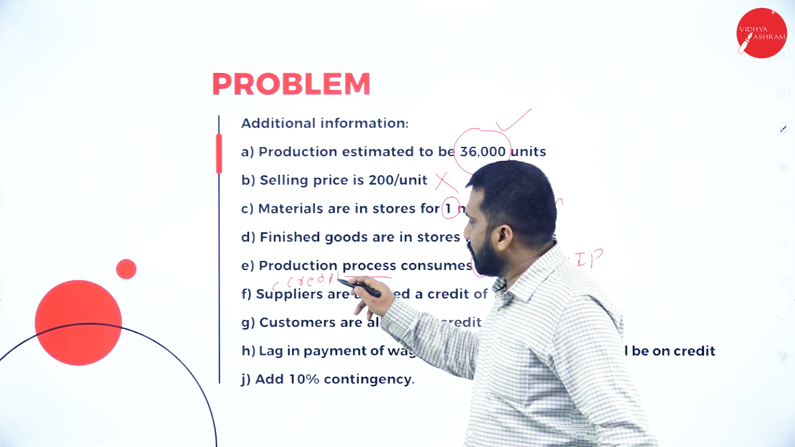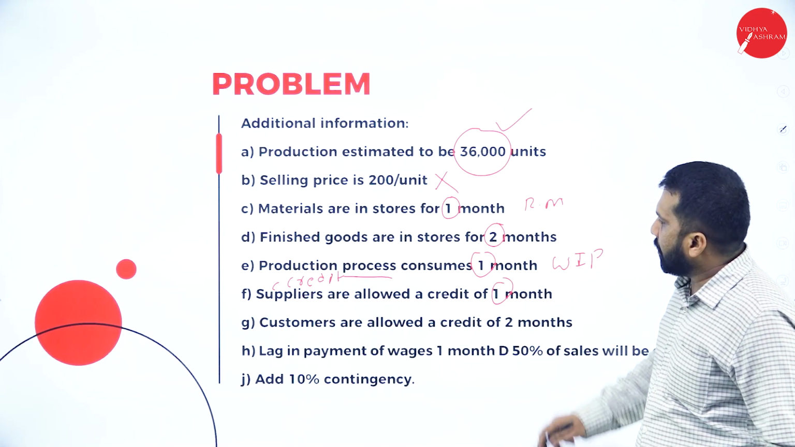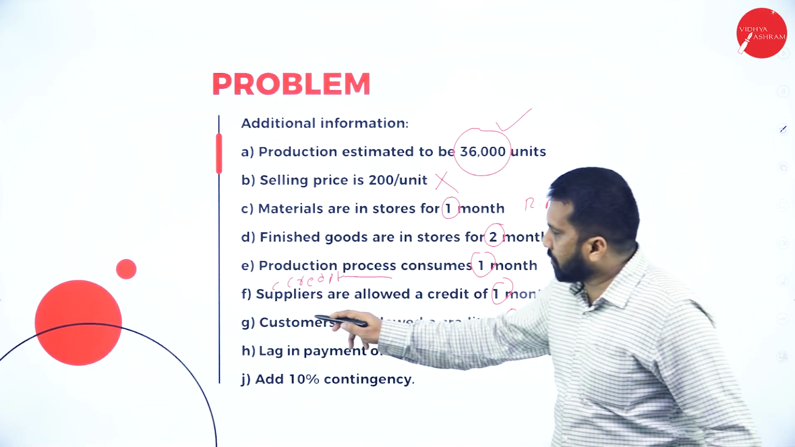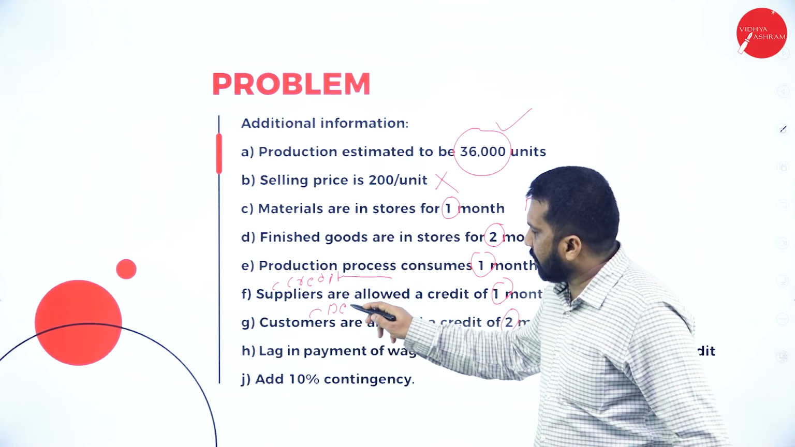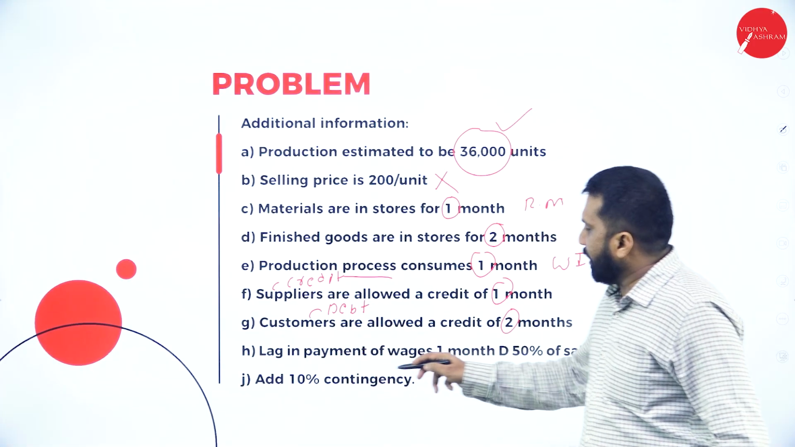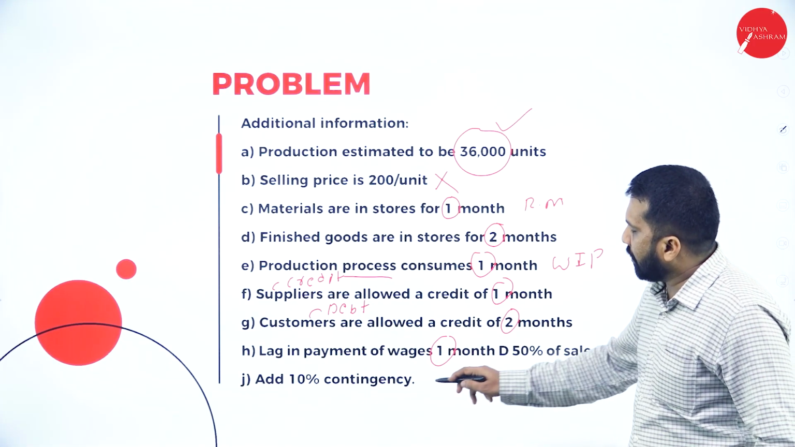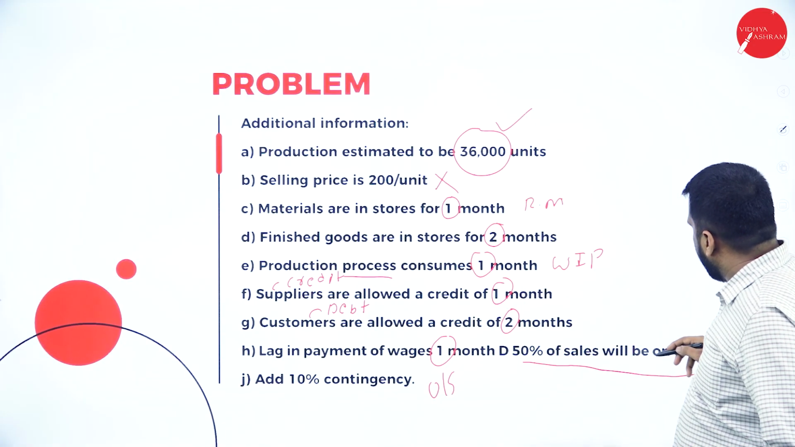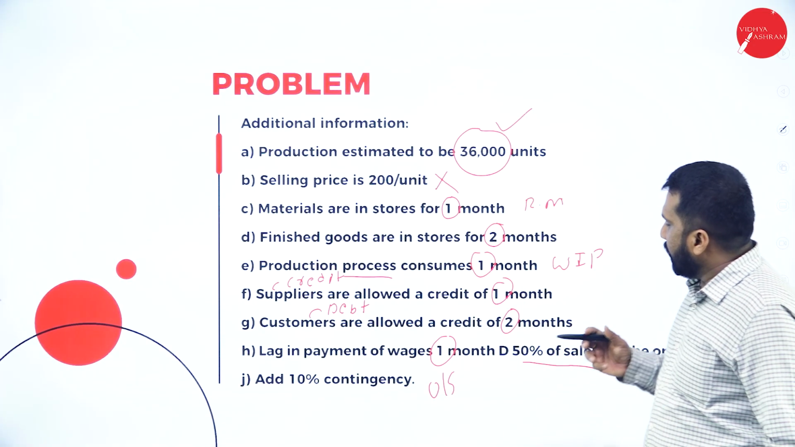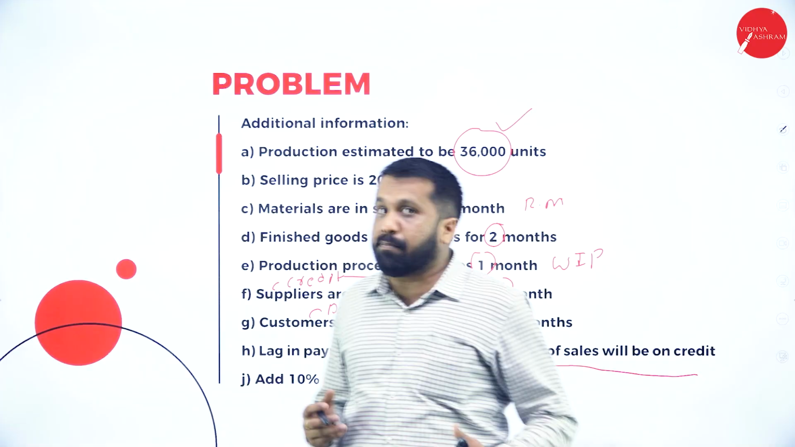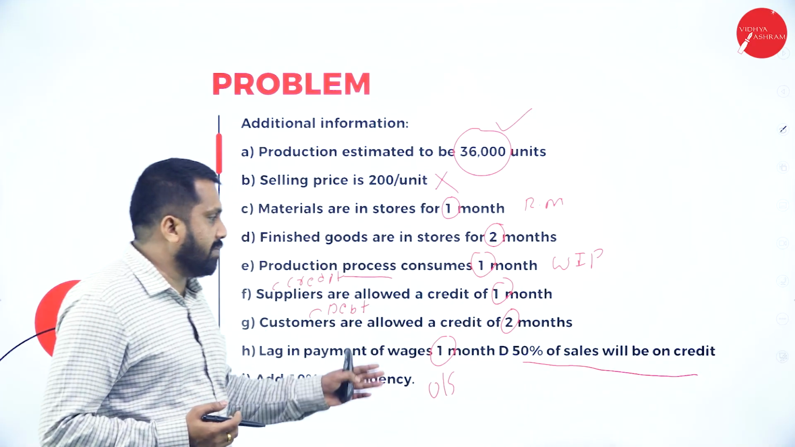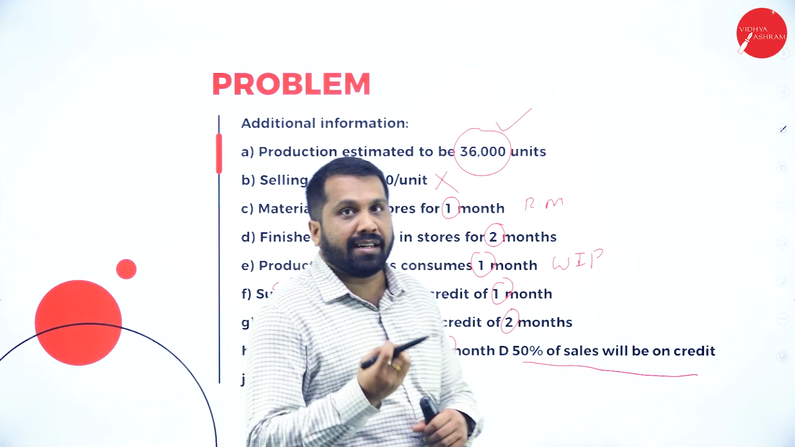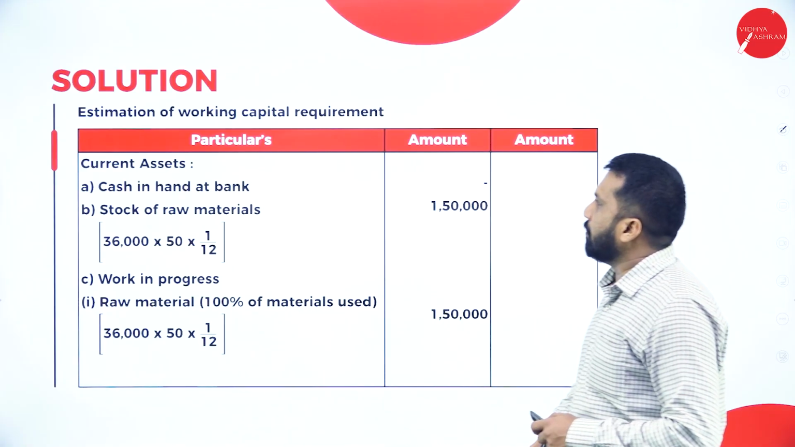Creditor: it is 1 month. Customers are allowed credit of 2 months. Customers means debtors. Lagging payment of wages, it is outstanding. 50% of the sale will be on credit, so for debtors, 50% of the sale will be on credit, which means the remaining 50% is cash. Only 50% we should take for debtors. Now I'll go one by one.